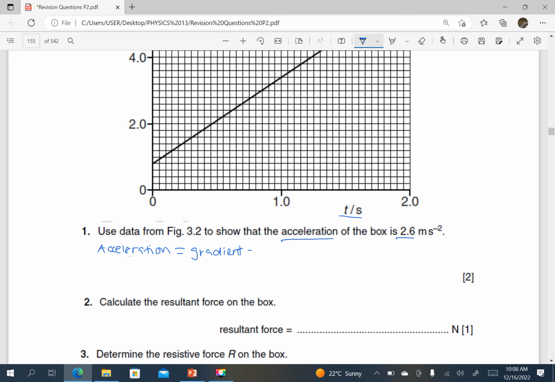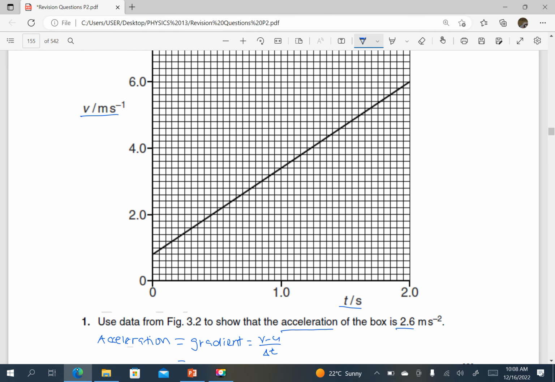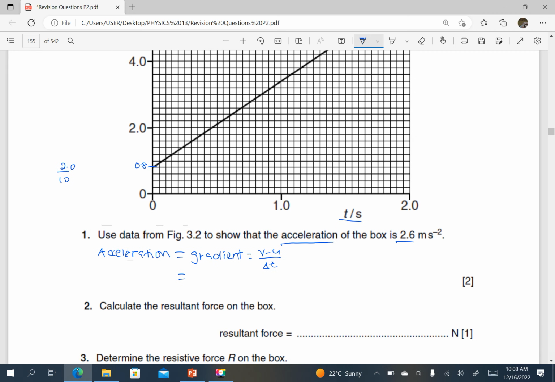Acceleration is equal to the change in the values of v, that is v minus u, divided by the change in the value of t, which I call delta t. So this is going to be equal to, I think this value here is 6.0, and this value here, because the scale on the vertical is 2.0 divided by 10, that's 0.2, so it means this is 0.8. So this will be 6.0 minus 0.8 divided by the change in time, which will be 2.0 minus 0.